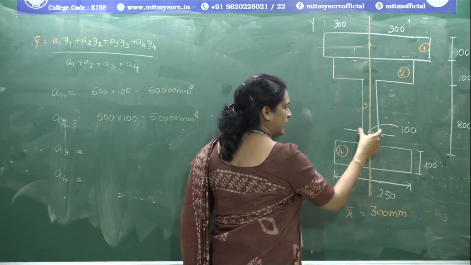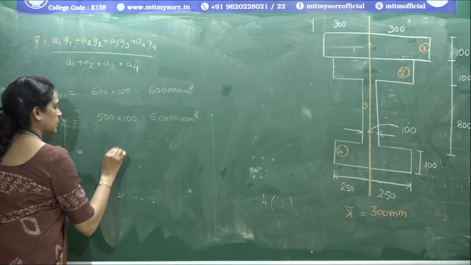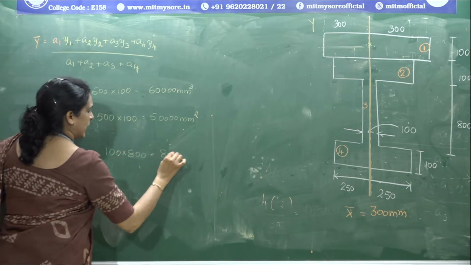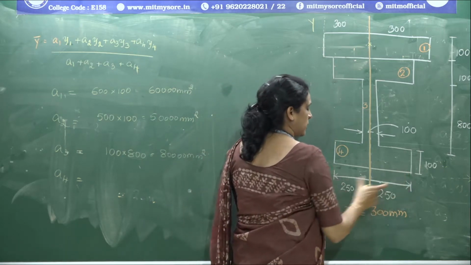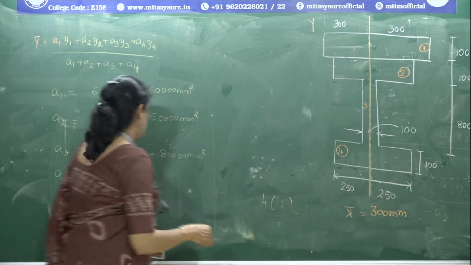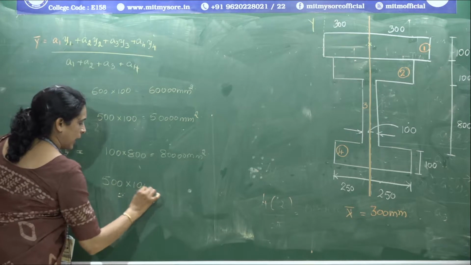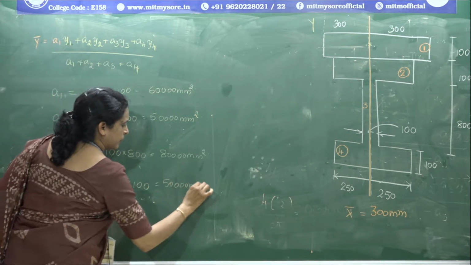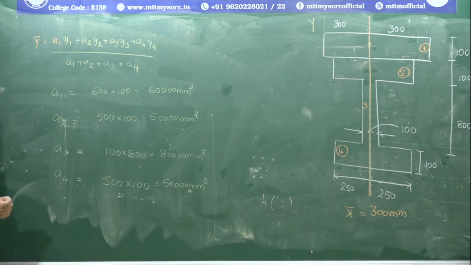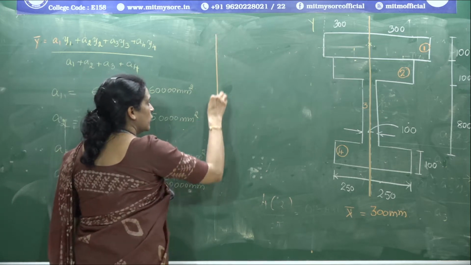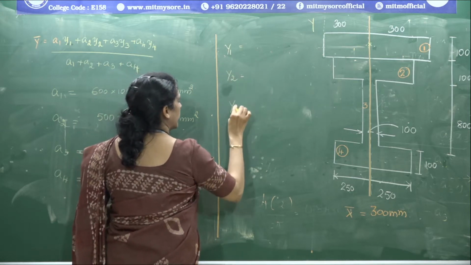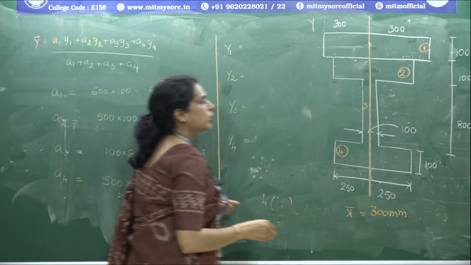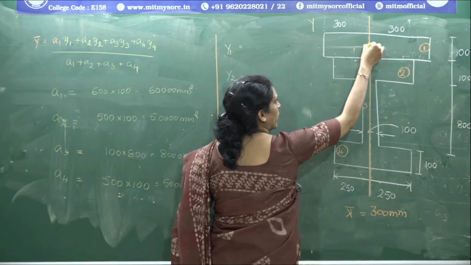Area of the third section. So again here it is 100 by 800. Lastly, area of the fourth section is 250 plus 250 by 100. So it is 500 by 100 millimeter square. So now we have the values of the areas. Next, we shall find out the values of y1, y2, y3 and y4.